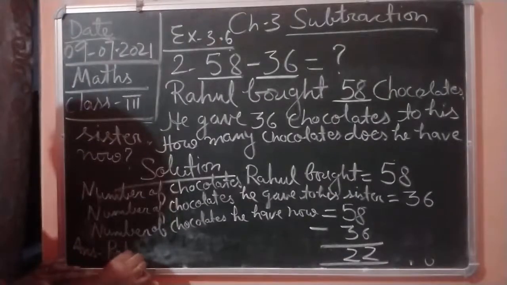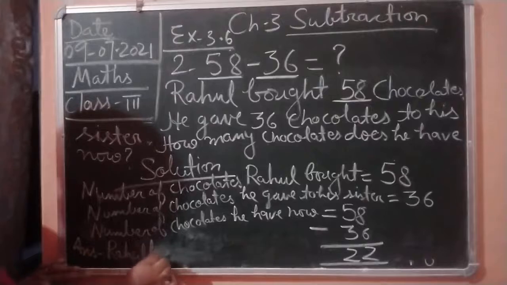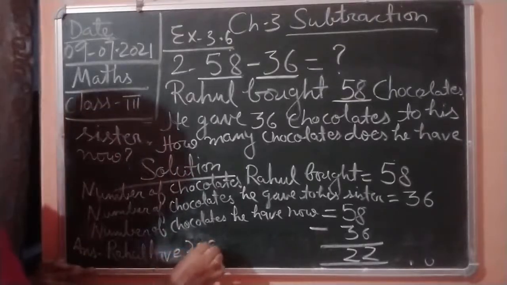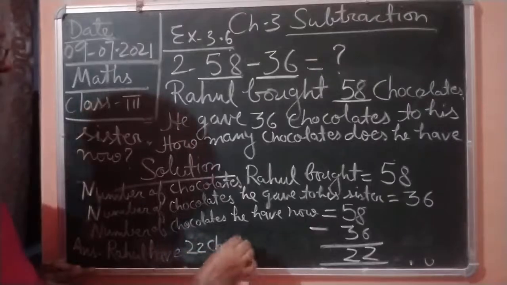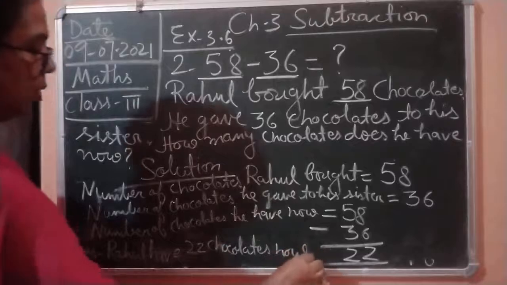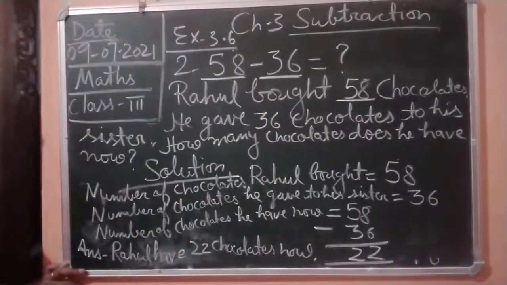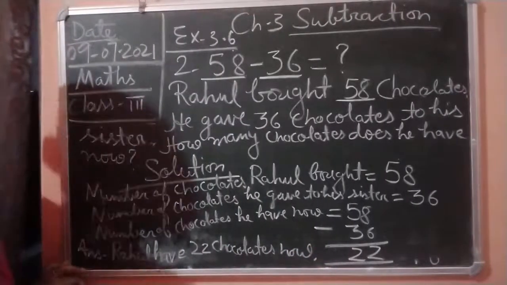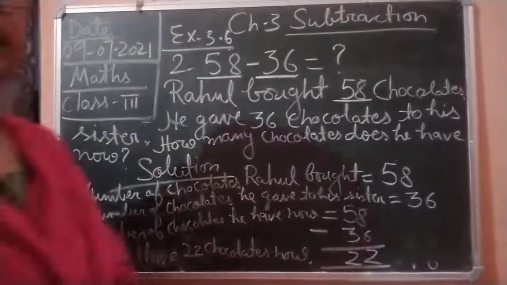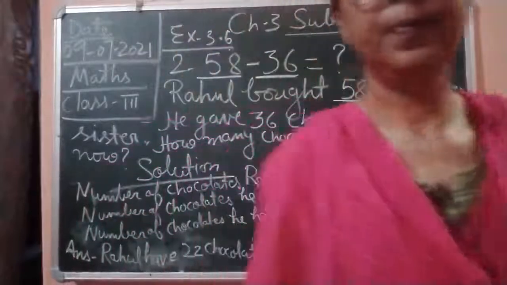Rahul has 22 chocolates now. Okay, now Rahul has 22 chocolates. So children, complete it. Write in your copy. Okay, or take a screenshot.